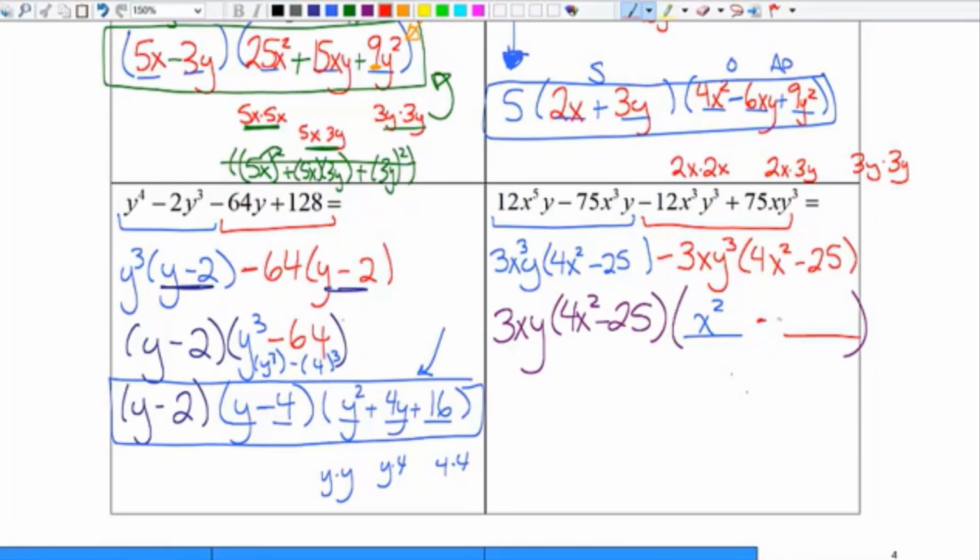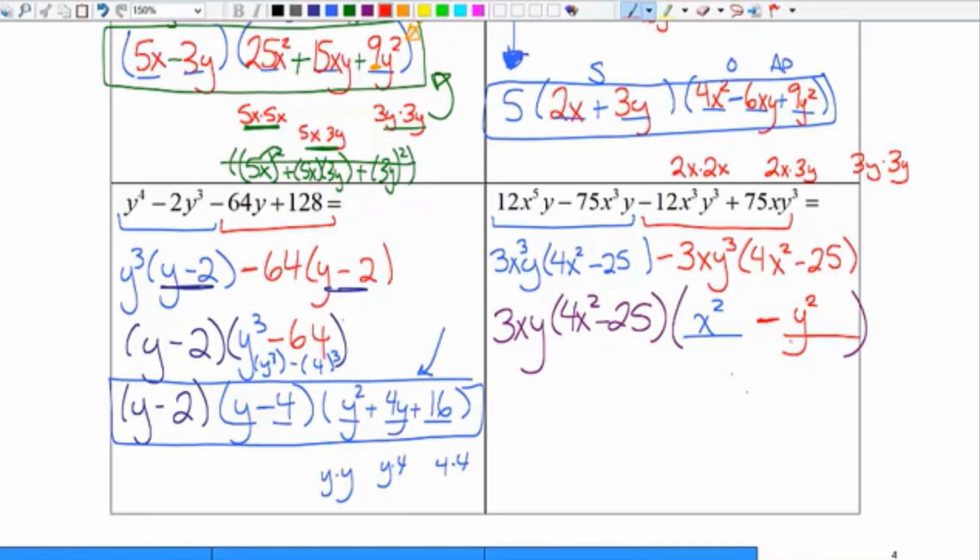And then in my red group, a negative 3xy cubed divided by positive 3xy is a negative 1y squared. I don't need to write the 1 because I already have the y squared here. The 4x squared minus 25 divided by the 4x squared minus 25, that's just 1. So it looks like I'm completely factored using my grouping skills.